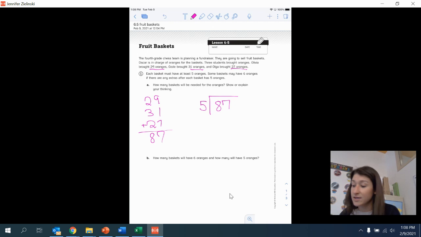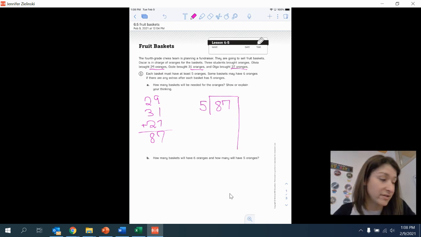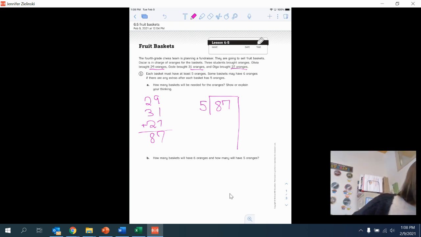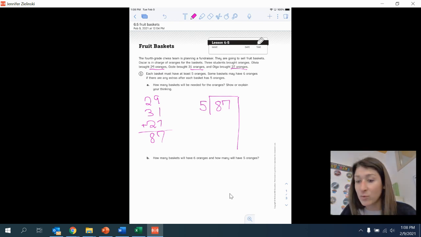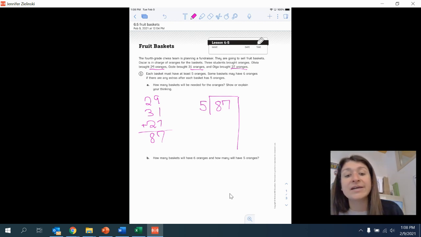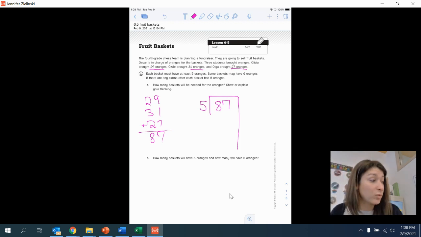Once we go through, you could either use your traditional method or your partial quotient method, whichever works best for you, we are going to want to see how many oranges we have and how many we'll have left over. Because part B asks us to think about how many baskets will have 6 oranges and how many will have 5 oranges. So you need to make sure that you are showing how you got this answer here.